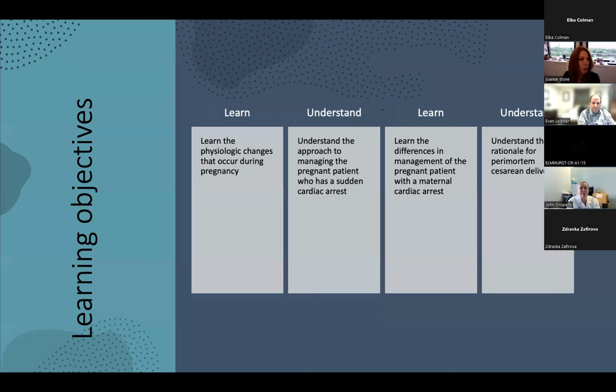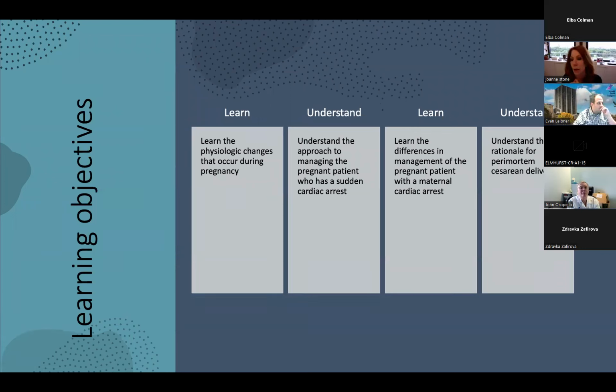Okay, so the learning objectives: to learn the physiologic changes that occur during pregnancy. I think it's really important that we consider the cardiac as well as respiratory changes because it impacts our resuscitation maneuvers in cardiac arrest. Understand the approach to managing the pregnant patient who has a sudden cardiac arrest. Learn the difference in management of the pregnant patient versus the non-pregnant patient, and understand the rationale for conducting perimortem cesarean delivery.